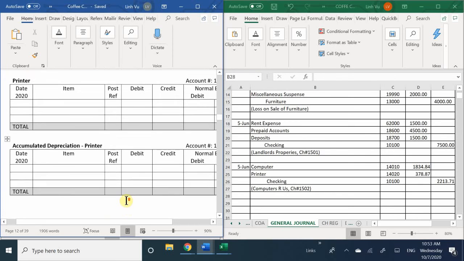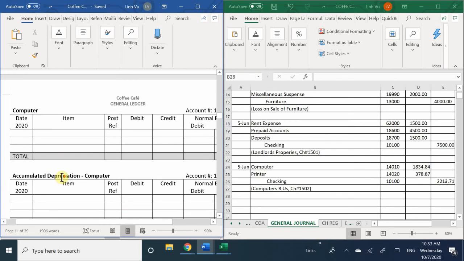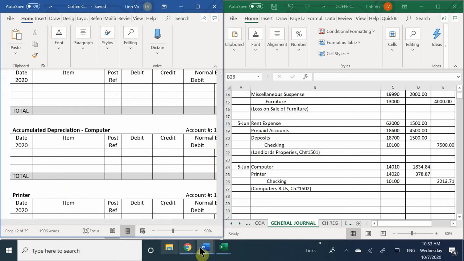So your page is going to be on page 12 to find your computer and your printer, on the Word document.